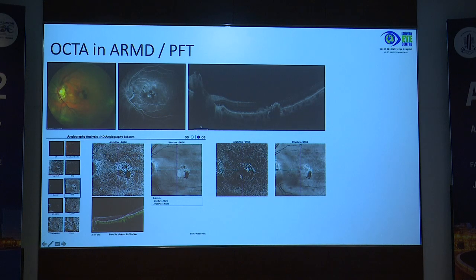This is the best way to pick up that a CNVM has regressed. If you find a CNVM there and 1 month after anti-VEGF you don't find it, it disappears completely in certain scenarios, not in all though.